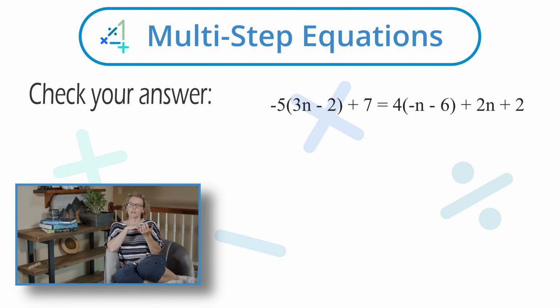We figured out for this one that n equals 3. So let's evaluate each side where we put in a 3 for every n that we see.